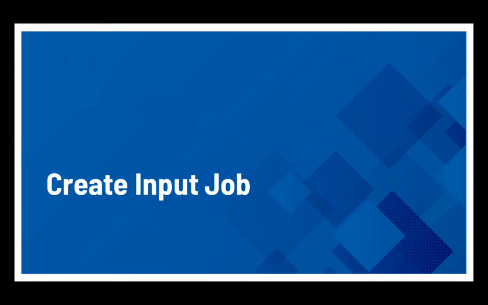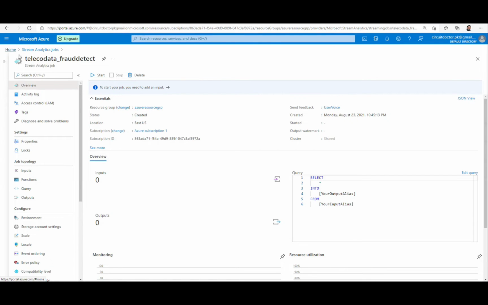Hello and welcome to this lab session. In this lesson, we will learn how to create input jobs in Azure Stream Analytics. If you remember previously, we created this Teleco Data Fraud Detection job in Stream Analytics. To perform any activity, you need to configure the input and the output job, so that you have a plan as to where the data in real time will come from and what you want to do with that data.